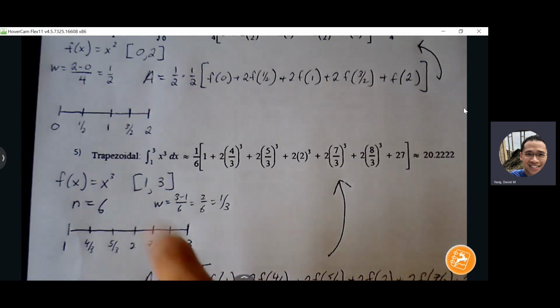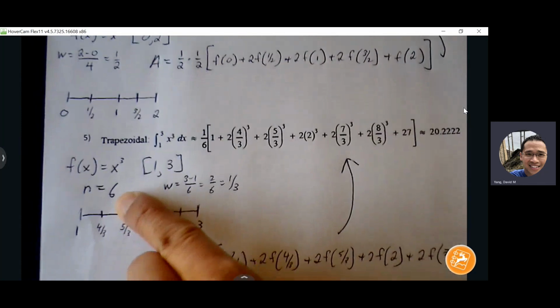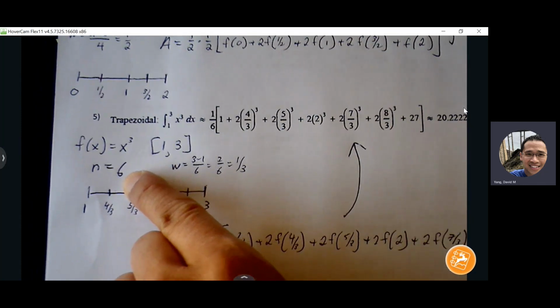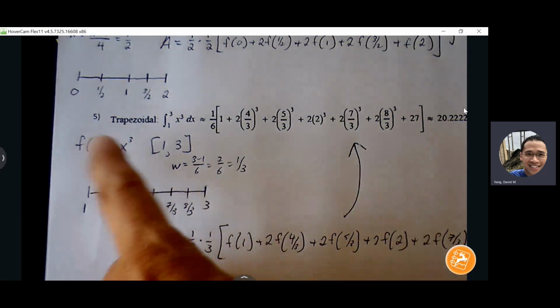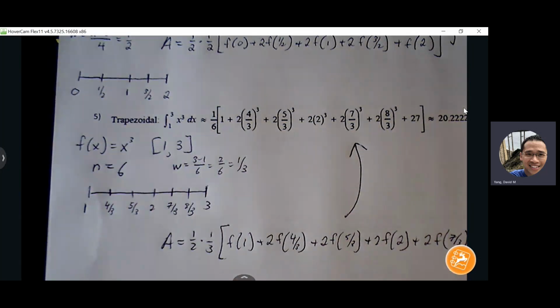Okay, number 5, we just have to go through more subintervals because n is equal to 6. So b minus a over n, 2 over 6 is 1/3. So we always start at the left endpoint, keep adding the subinterval over and over until we reach our right endpoint. So 1 plus 1/3 is 4/3, 5/3, 6/3, 7/3, 8/3, 9/3.